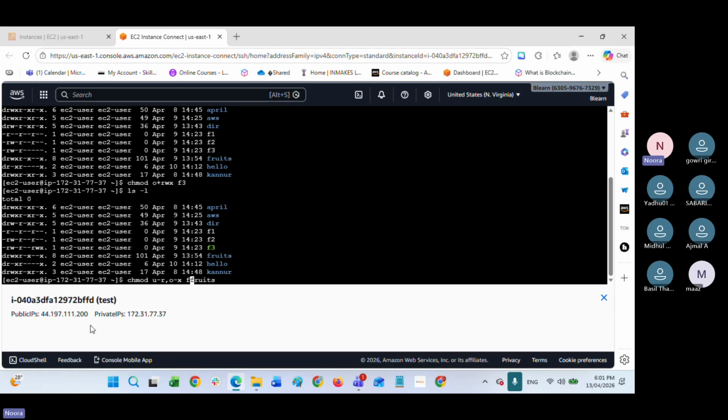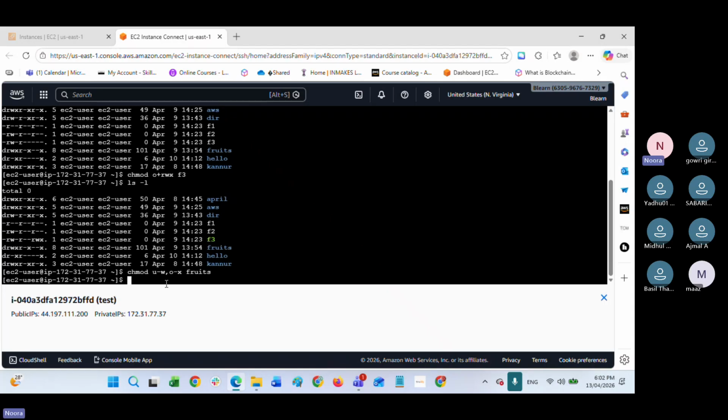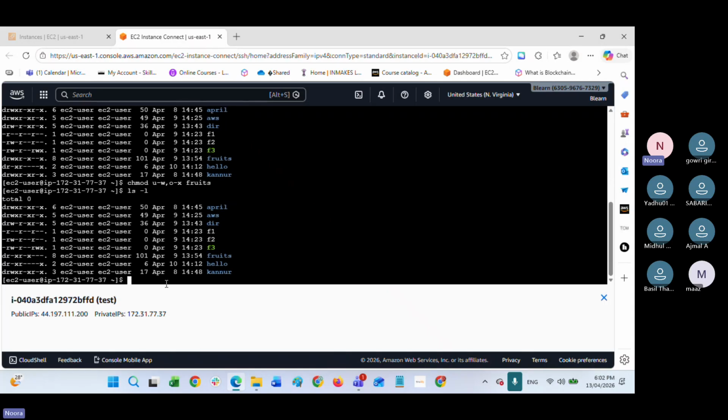Mars, you wanted to remove the read or write? Write. So it is u minus w. So what we are doing here is removing write from the user, and removing execute from the others, separated by a comma because it is a different category. Is it correct, Mars? This is what you want to do? Yes, ma'am. Fine. You can see it is r-x right now because the w got removed from the user, and here the execute is removed from the others.